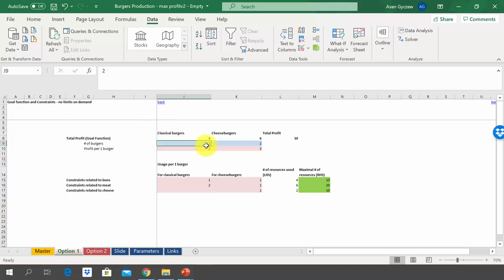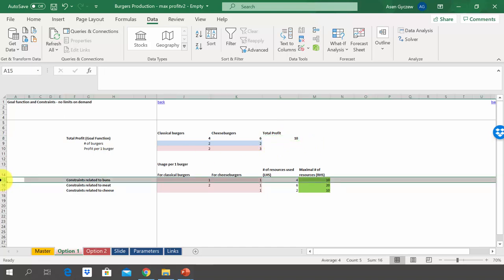Since we are producing currently two burgers and every classical burger generates profit of two, we will get 4 from classical burgers and 6 from cheeseburgers. In total, our current profit is 10, and obviously we want to increase it. Now, if we go downwards, let's have a look also at the constraints. So for example, in row 15, we've got the constraint related to the buns.